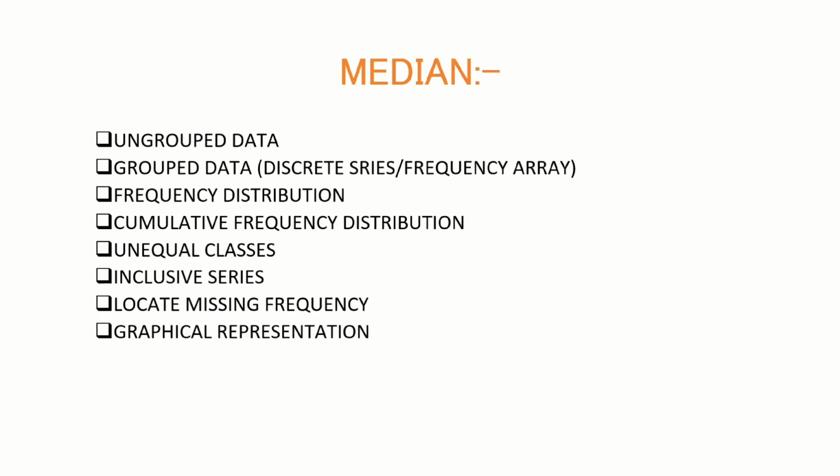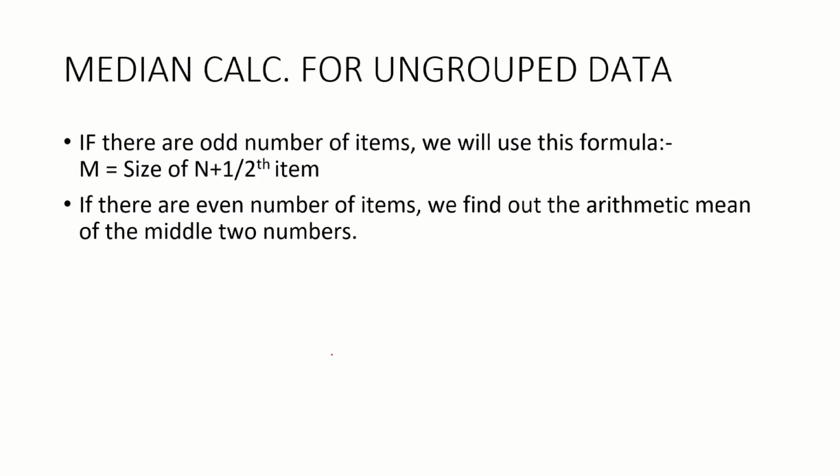Yeah, the median, you can check out the contents, and let's move on. Now, for ungrouped data, we follow this if there are an odd number of items. Now, n plus 1 divided by 2, and that's the position of that item. If there are an even number of items, we find out the arithmetic mean of the middle two numbers. And this is for an individual series, okay? Don't forget that we first arrange them in ascending order.